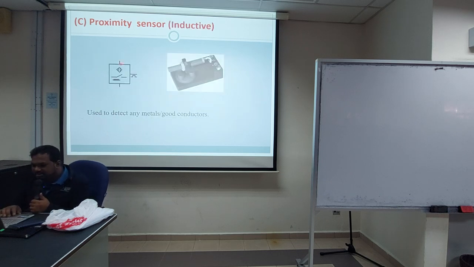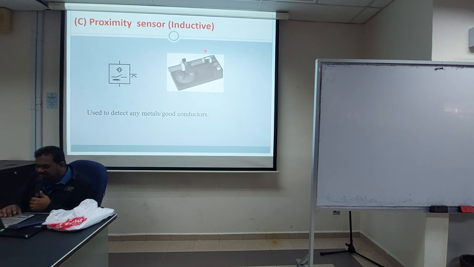Okay, so this is the inductive proximity sensor. Okay, setiap proximity sensor ni dia ada function dia. Dia ada benda-benda yang dia boleh detect. So not all proximity sensor boleh detect everything. Dia ada setengah benda tu dia boleh detect, setengah benda tu dia tak boleh detect. Okay, so inductive type proximity sensor.